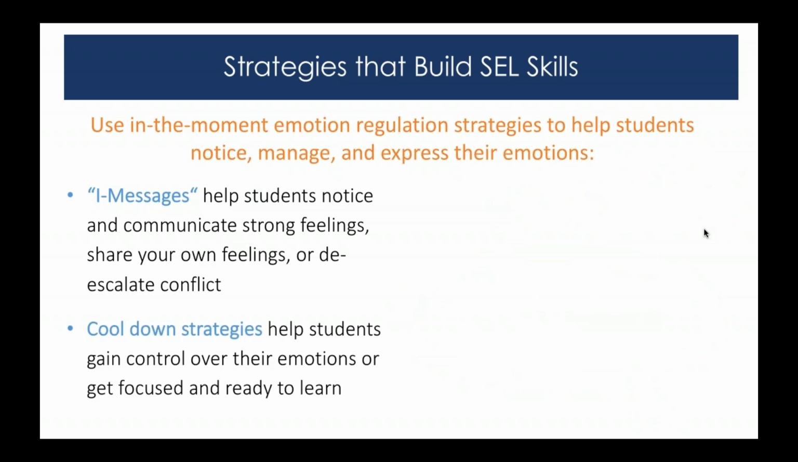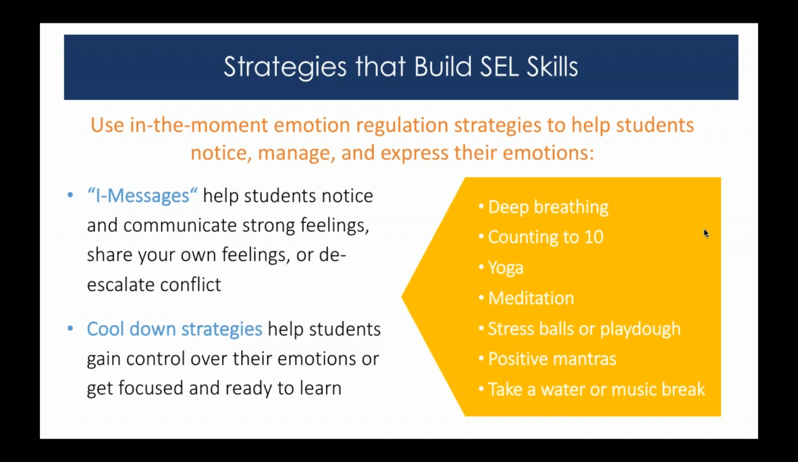And then another thing you can do is model or have students use cool down strategies that help them gain control over their emotions. And you can have them do this before they deliver an I message or just in general anytime they're upset. And the idea is basically to help students stop, calm down, and think before acting or reacting to a situation. Common calm down strategies include the adult self-regulation mantra I mentioned on the previous slide, taking deep breaths, counting, doing yoga or meditation, or just even a water break. And you can also bring in a stress ball or Play-Doh that students can manipulate throughout the tutoring session to get rid of tension.